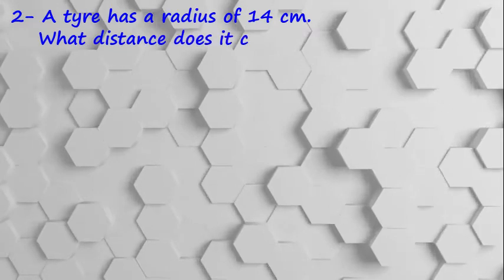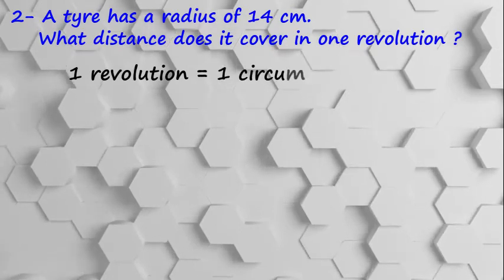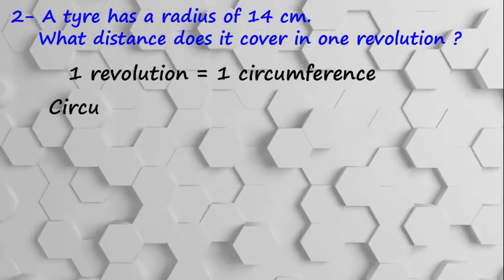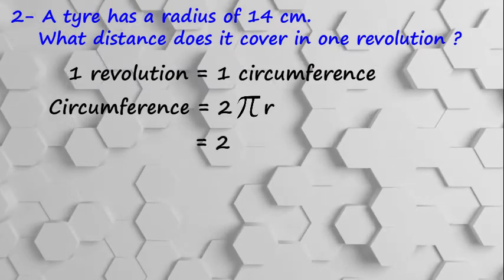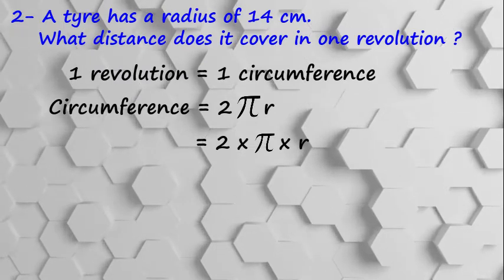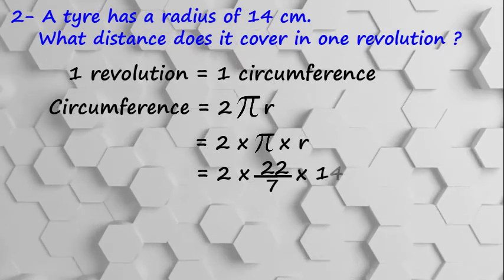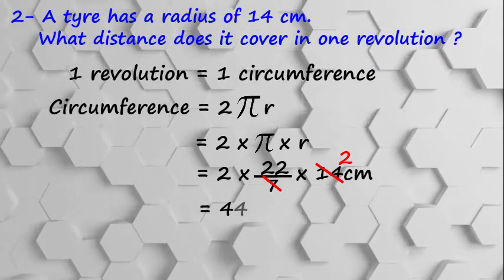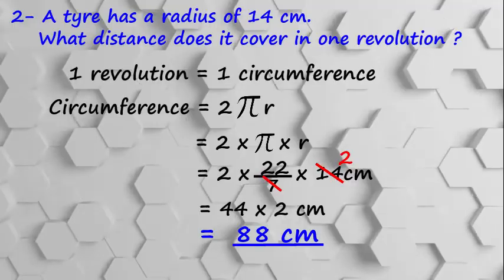Number 2. A tire has a radius of 14 centimeters. What distance does it cover in one revolution? Remember, one revolution is equal to one circumference. And circumference is given by the formula 2 pi r, which is 2 times pi times r. By substituting, we shall have 2 times 22 over 7 times 14 centimeters, which is 44 times 2 centimeters, giving us 88 centimeters.